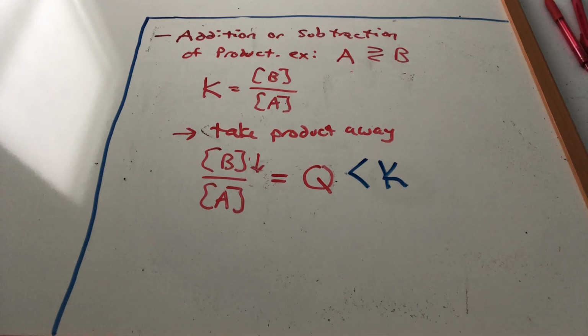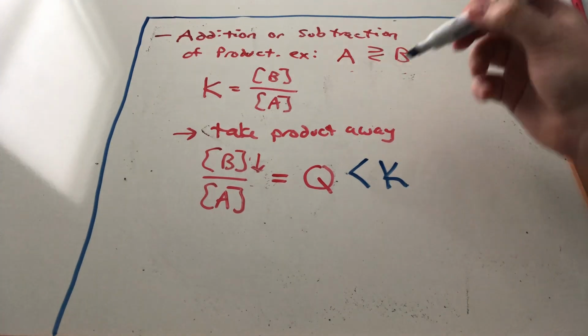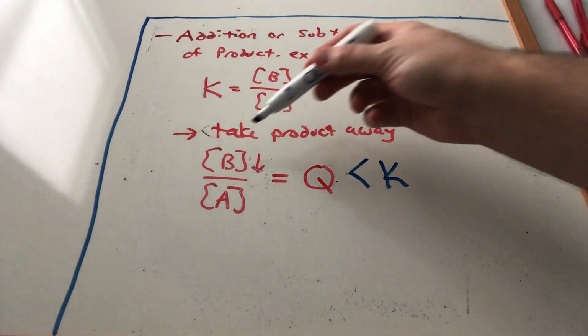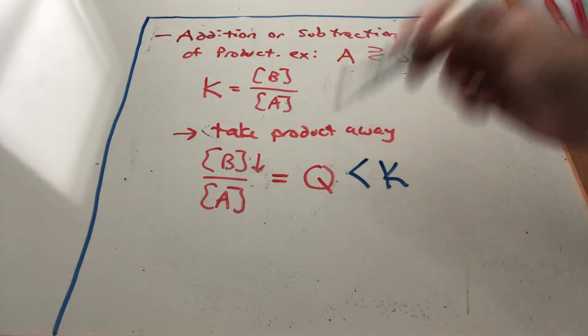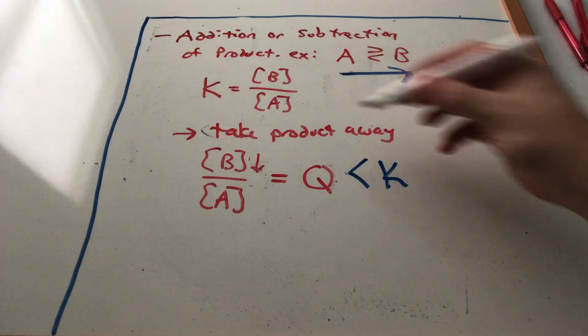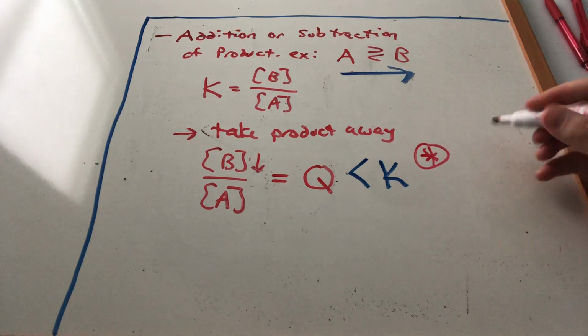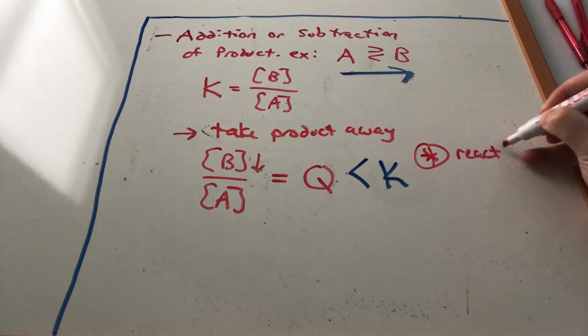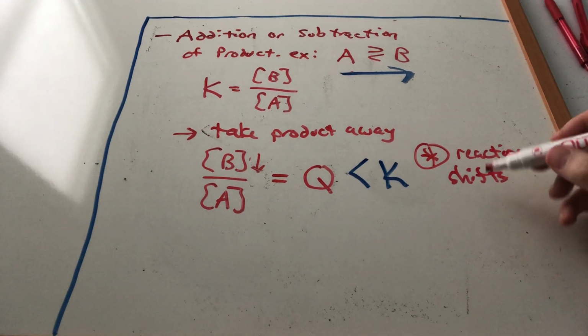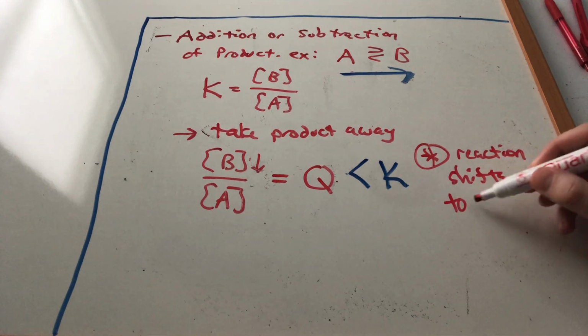If you somehow figure out a way experimentally to take away B, to take away product, Q is now less than K. Well, what happens when Q is less than K? There's not enough product. Again, this kind of makes sense. If I remove product from equilibrium, there's not enough product there, and so equilibrium is going to shift to make more product. We know when Q is less than K, the product side is favored. So what Le Chatelier's principle tells us is that if we take away product, the reaction shifts, or equilibrium shifts, and the wording is the same there. The reaction shifts or the equilibrium shifts to make more product.